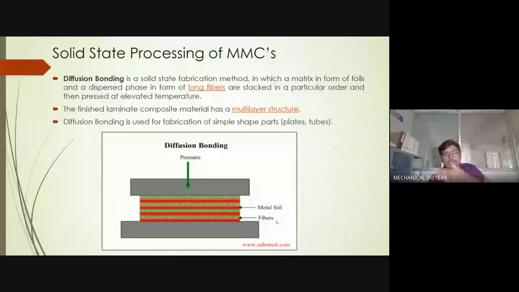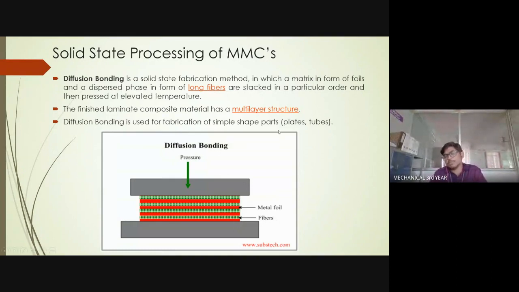Let us consider something in between my hands. In this particular area, I'm going to place your fibers, your reinforcement, and also your matrix. Then I'm going to apply the pressure over it, and the temperature is also going to be high. Due to the temperature, the material tends to change its phase from solid to liquid, and due to the pressure, it will get sintered. Sintered is nothing but it will combine to form a single piece. The finished laminate composite material has a multi-layer structure. So here you can see a multi-layer structure.